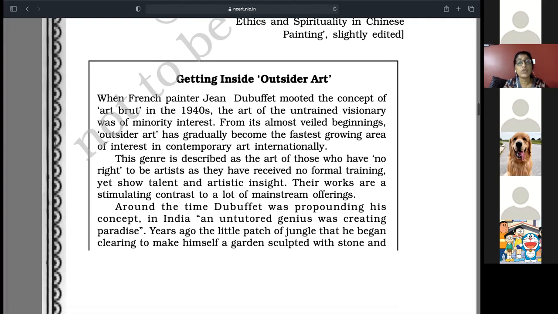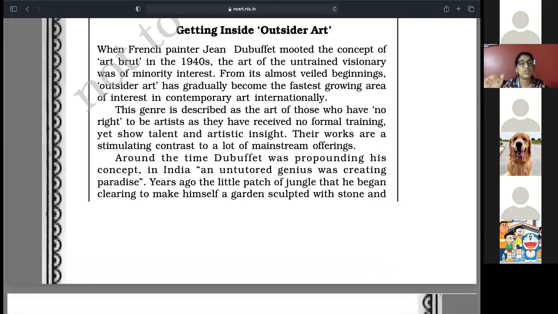Around the time Dubuffet was propounding his concept, he tried to tell everywhere that there are many people who are untrained, yet they have artistic insight, artistic vision. But at that time people were not that serious about this theory. But in India at that time, an untutored genius, untutored meaning without any formal training, was creating paradise. He was creating the paradise, as I said, the rock garden.